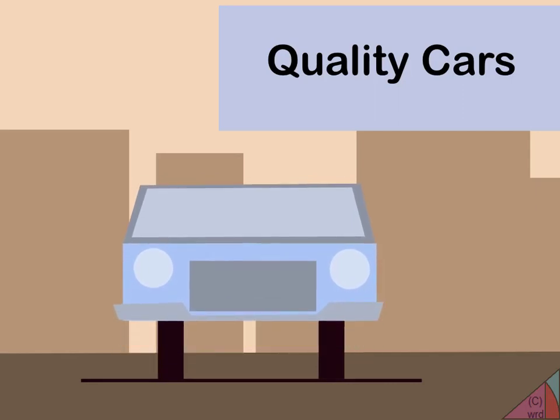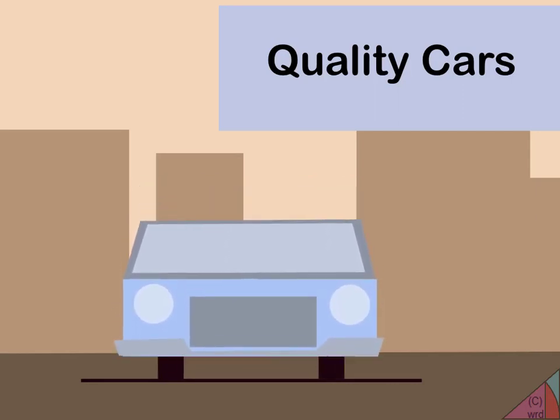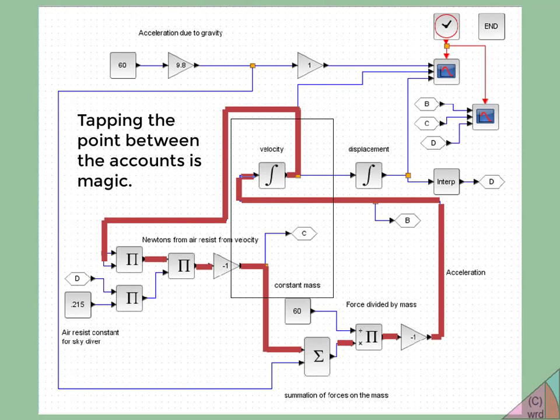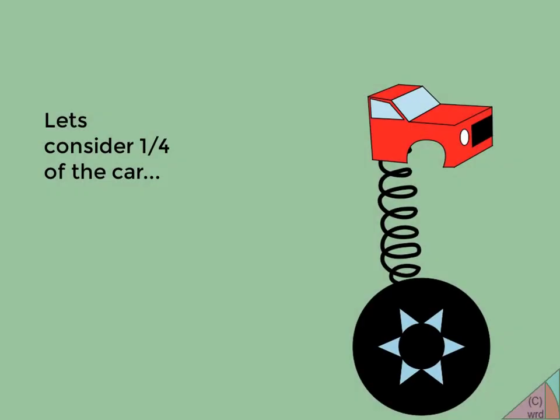How do we stop wheel hop bouncing? Which is just another version of energy needing to leave a model. We tap the same point in the chain that we used to make air resistance, the output of the first account. To simplify the car suspension, we will deal with one corner of a car.